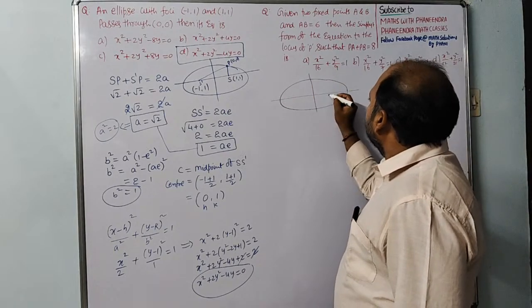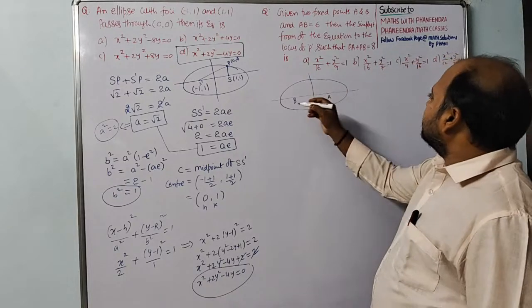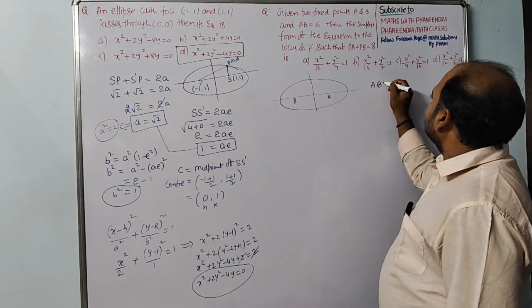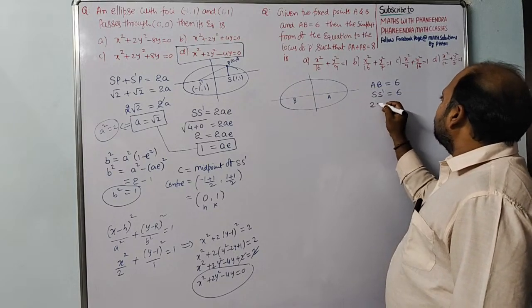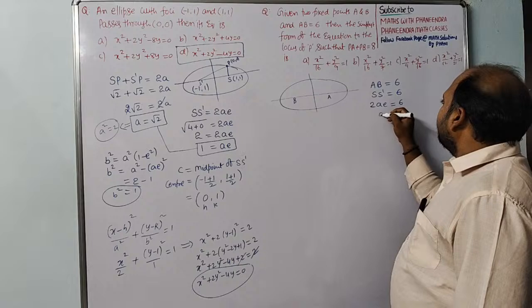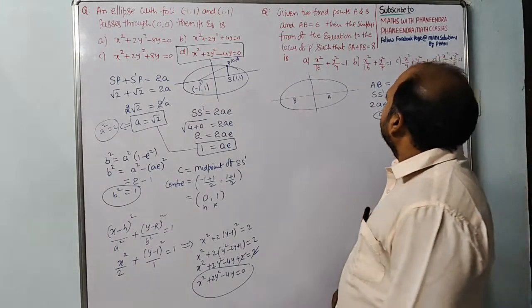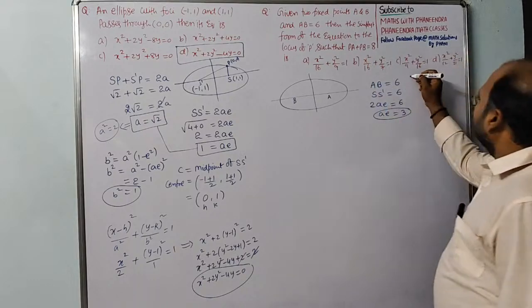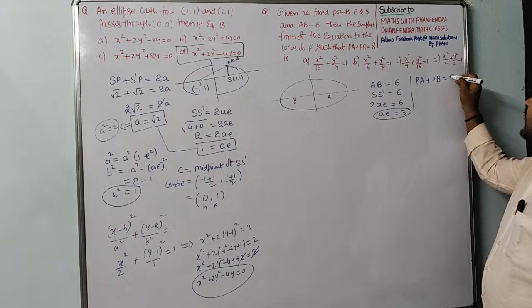The fixed points I am taking as A and B according to the question. AB distance is given: AB is equal to 6. Indirectly, SS dash equal to 6, 2AE equal to 6, AE equal to 3. Okay, dear students. Next, PA plus PB is equal to 8.